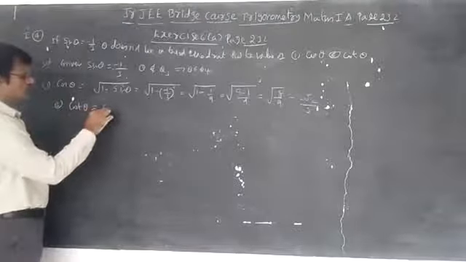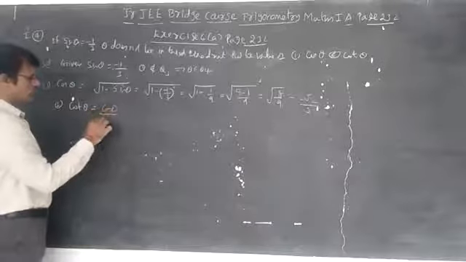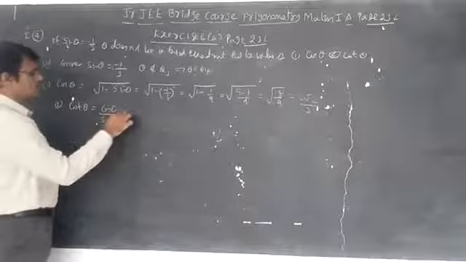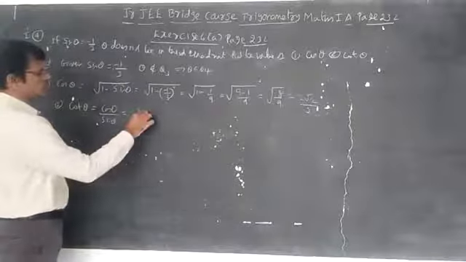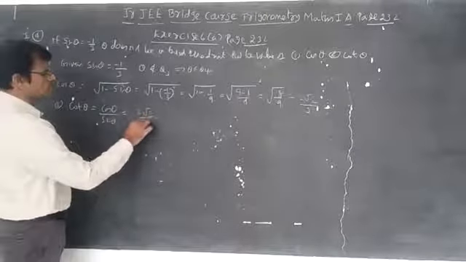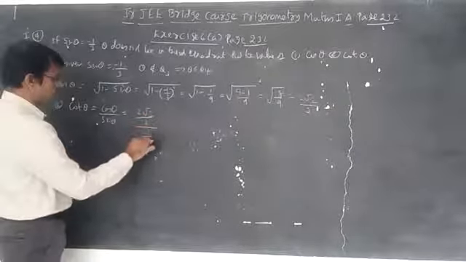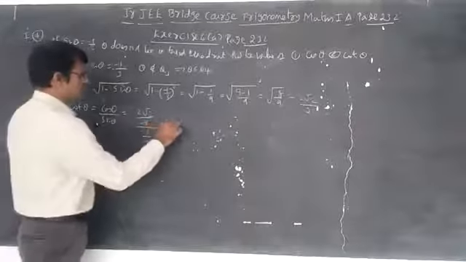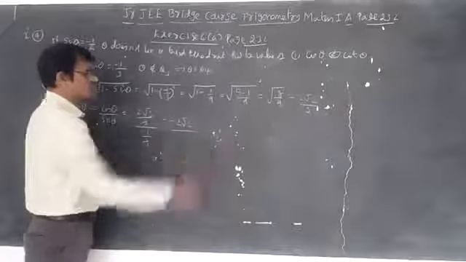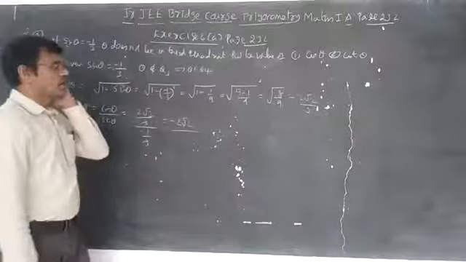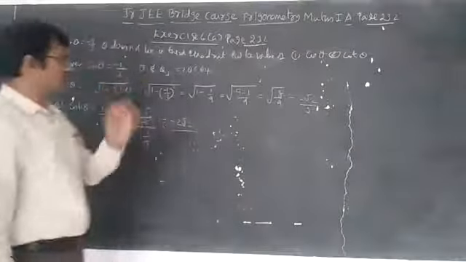Now cot theta, the second one. The cot theta formula is cos theta by sin theta. So cos theta by sin theta is 2 root 2 by 3 whole by minus 1 by 3. The 3 will get cancelled. This is minus 2 root 2, because cot theta is also negative in the fourth quadrant.